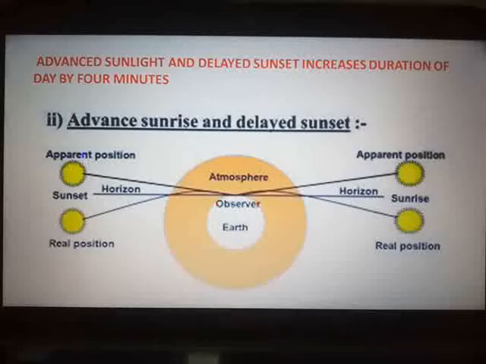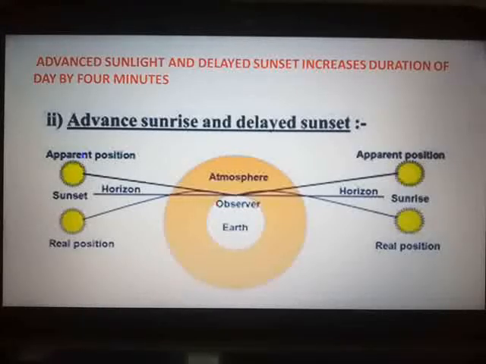The child has bent, and this bending of light is nothing but the law of refraction, and due to this refraction process, the sunrise and sunset are called advanced sunrise and delayed sunset. It means the observer can see the sun 2 minutes before it reaches the horizon and 2 minutes after sunset.